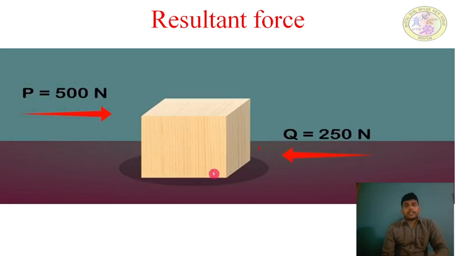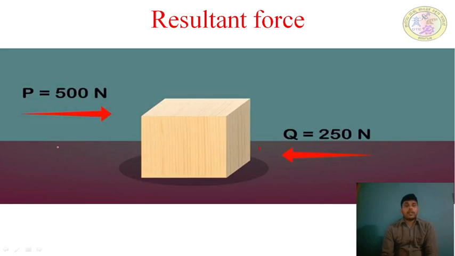Next, here is the second type of problem. P is equal to 500 Newton, acting towards the right side. The other force is Q, which is acting towards the left side. P is 500 Newton, and Q is 250 Newton.